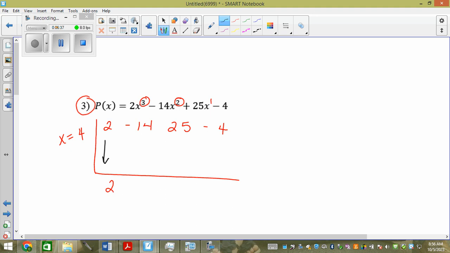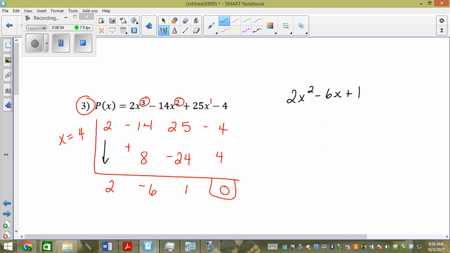4 times 2, 8. Add it, negative 6. 4 times negative 6 is negative 24. Add it, 1. 4 times 1 is 4. Add it, 0. That one works. So now I'm left with 2x squared minus 6x plus 1.